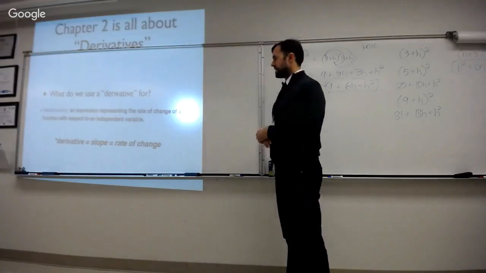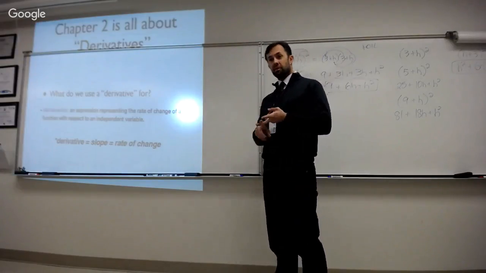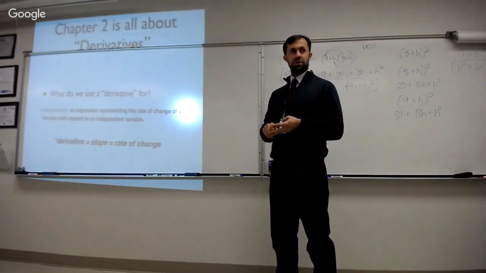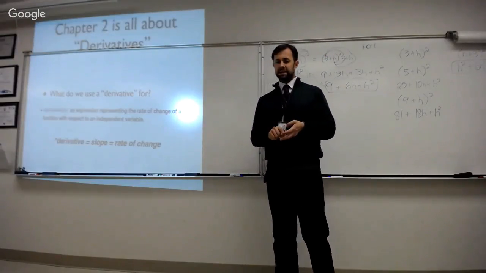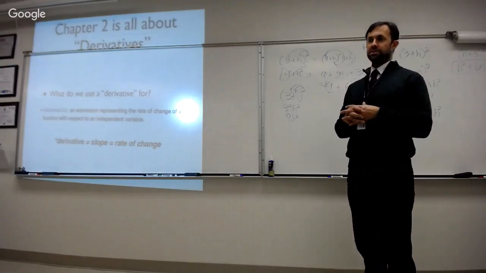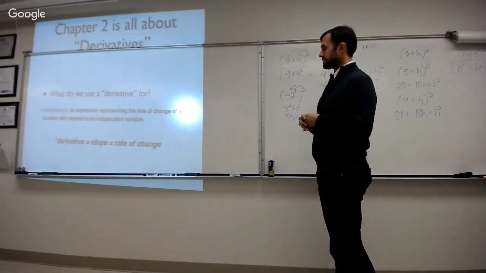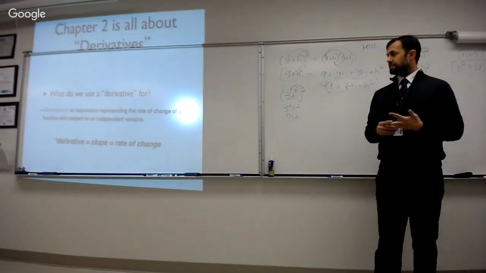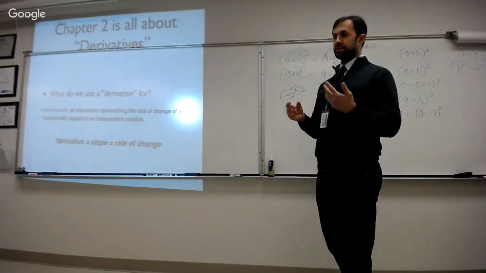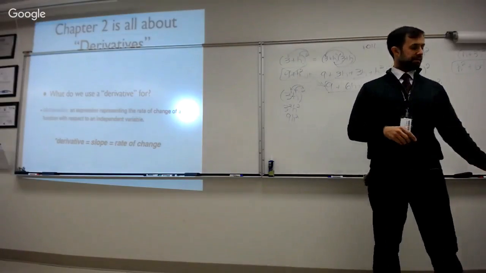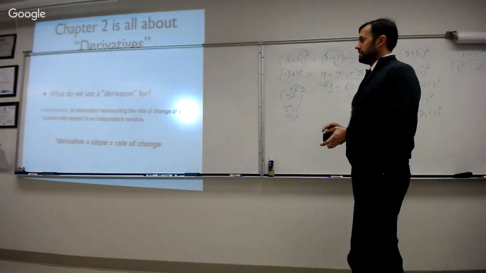What does the derivative find? The derivative finds the slope of the graph, but it also finds the rate of change of a variable. How quickly is that variable changing? Is it changing very quickly, or is it not changing very quickly at all? We will use those words interchangeably. If you say derivative, you could go ahead and just say slope, or you could just say rate of change. They all mean the same thing.